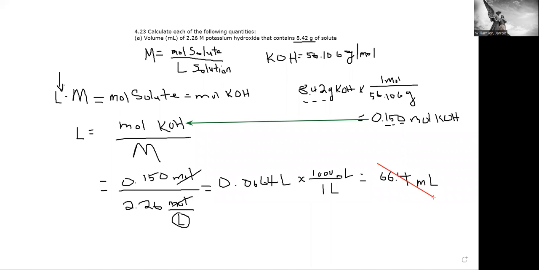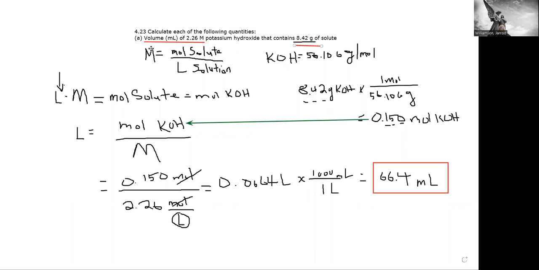So 66.4 milliliters. Oh, what am I doing here? Today's one of those days. Right, there I go. 66.4 milliliters is the volume in milliliters of that 2.26 molar potassium hydroxide that'll have 8.42 grams of solute.